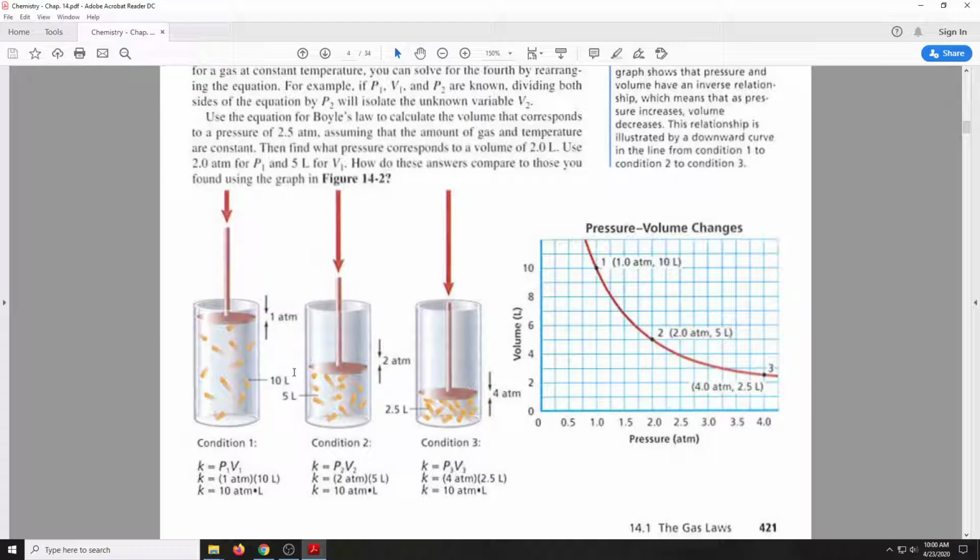And that makes sense even if you're just looking at this. It's the same amount of little particles, but down here, they're all smacking the sides of the container a lot faster than they are over here. So this should have more pressure than that. And if we follow this graph, that's exactly what that is saying. As you increase the pressure, the volume goes down. So as you go to the right, the graph goes down. And that's what that's saying. So that's Boyle's law.